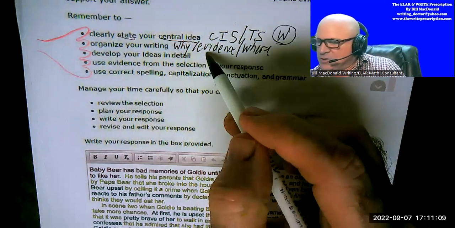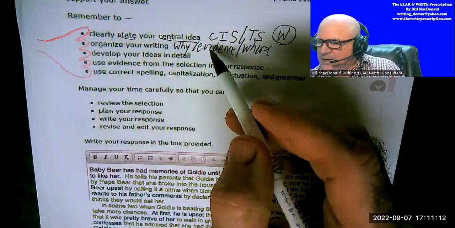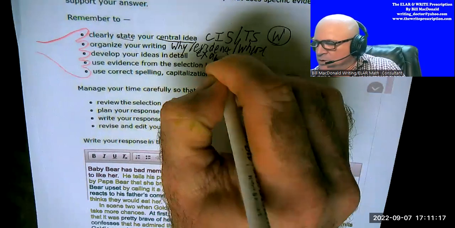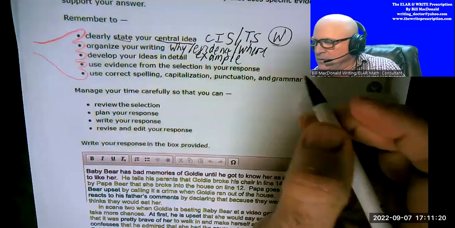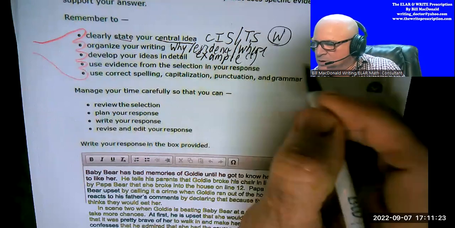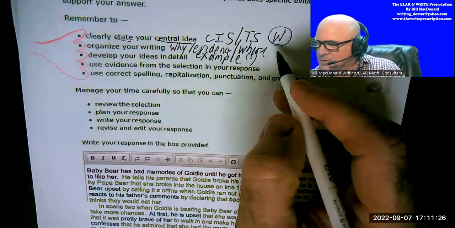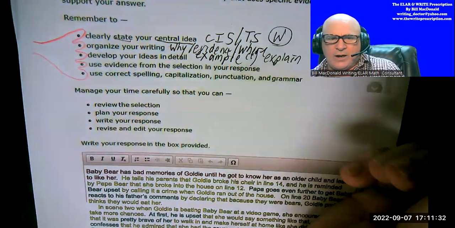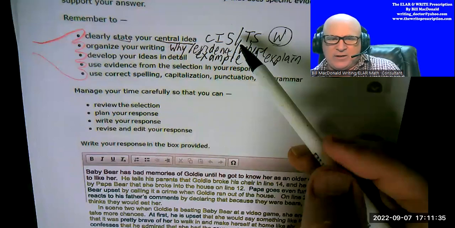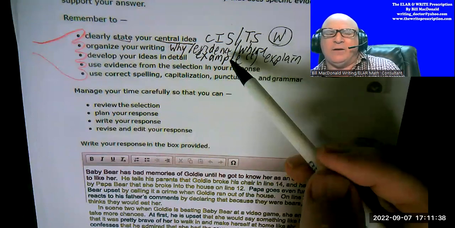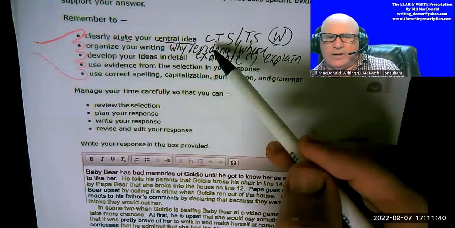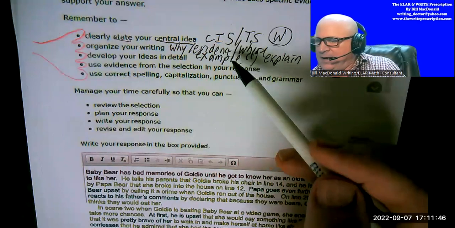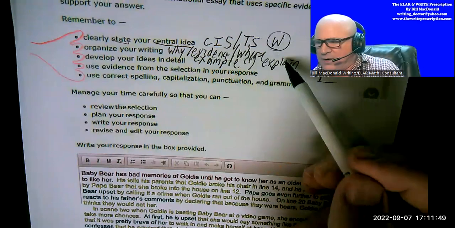So I want you to notice that the word evidence in the alphabet comes before the word example or the word examples. And example comes before the word explain. So in other words, in order to go from a 2 to a 3, you're going to take the evidence, EV, give an example of it or examples, multiple evidence, and explain that, and you can get up to a 3 for that.